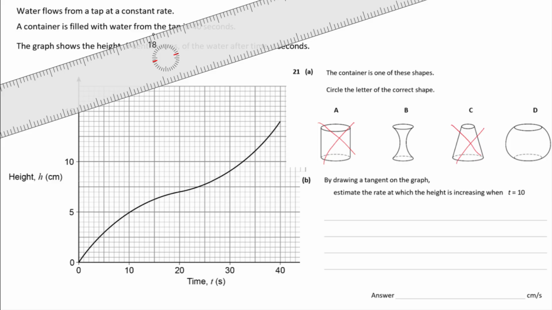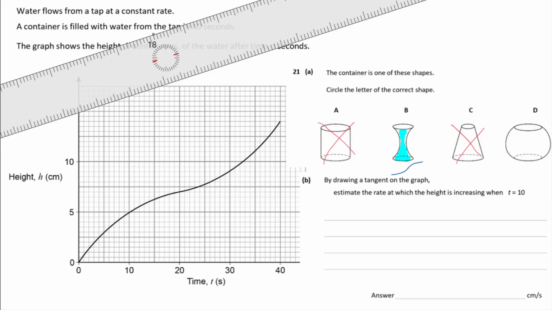Now, if it was B, that means it's wider at first. If you're filling this up from the bottom, at the bottom it starts being wide, and then it gets narrower as it goes up. So if you were filling it with water, it would actually go faster up this part and then slow down a bit there. So the graph of this one would look more like this. It would be slow, fast, slow.